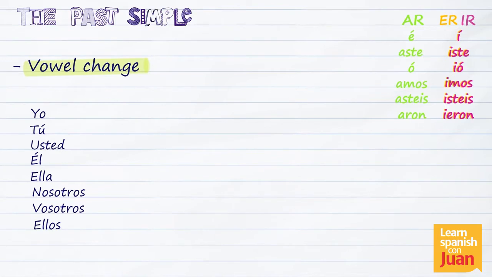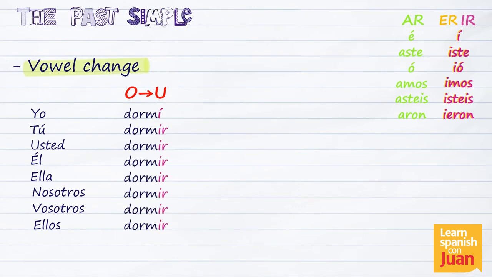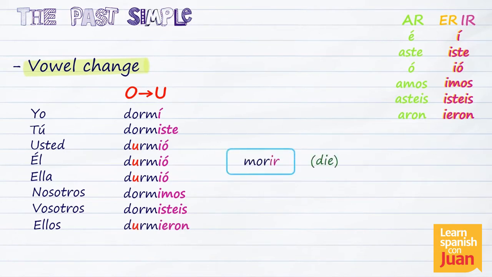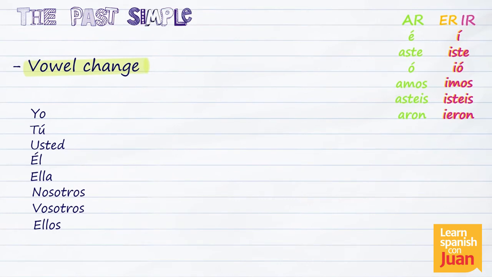We can also have an o changing into u. This only happens in two words. The verb dormir: dormí, dormiste, durmió, dormimos, dormisteis, durmieron, and the verb morir: murió, murieron.